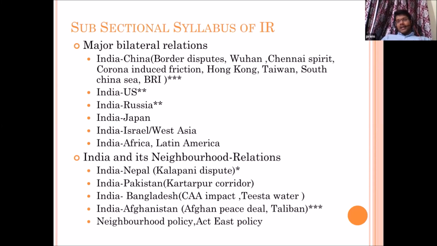In the part of major bilateral relations, we have India-China, India-US, India-Russia, India-Japan, India-Israel, and India-Africa, and Latin America. Here, I'm not covering all the bilateral relations because there are only one or two relations that are very important for this year. And also, you need to know a little bit of information on other major relations. So those I have mentioned here. Wherever I marked a triple asterisk beside the relation, that is very important for this year.